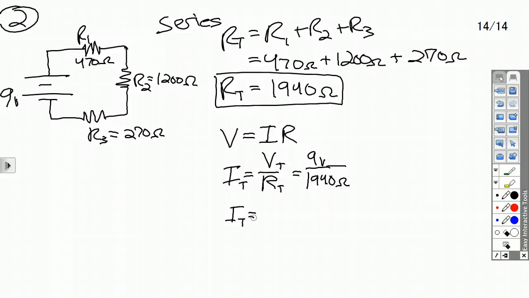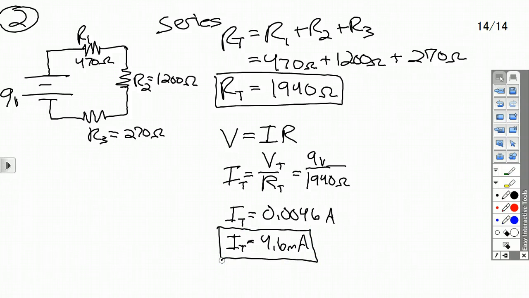I get a very small number, 0.0046 amps, or 4.6 milliamps. Now when I solve for everything else, I may still keep it in amps as I use it for the different resistors, but sometimes it's easier to report the total current in milliamps. It's a small number. Alright, so I have total current, I have total resistance.